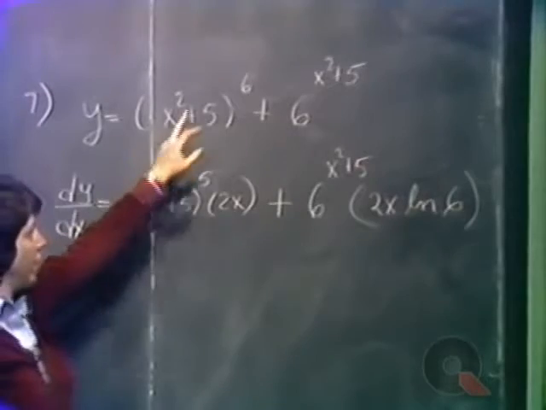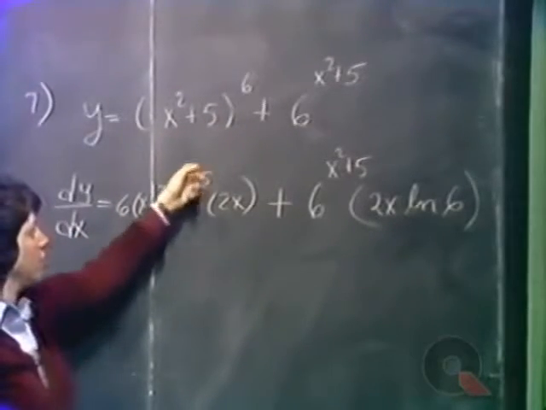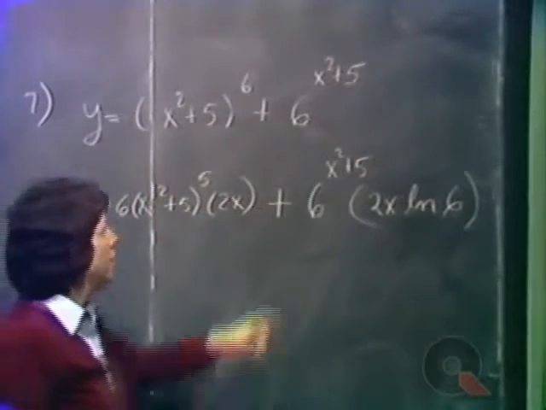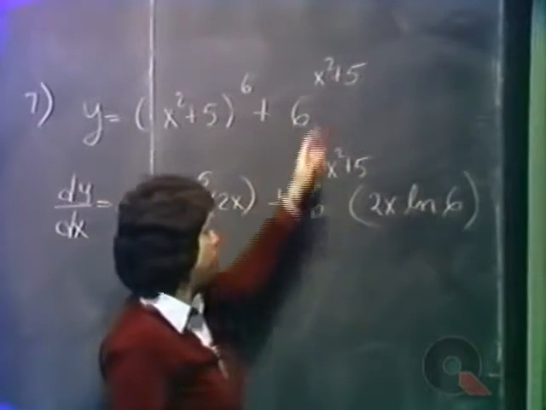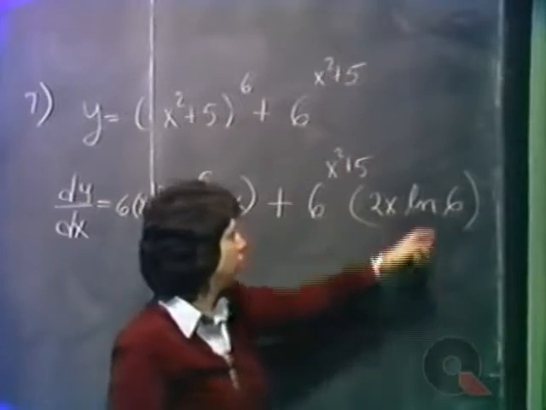Okay, so this is f of x to the nth power: power, function, 1 less power, derivative of the inside. This is a constant raised to a function power, a to the f of x. It's a to the f of x, f prime of x, log a.